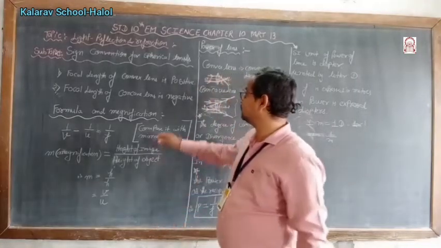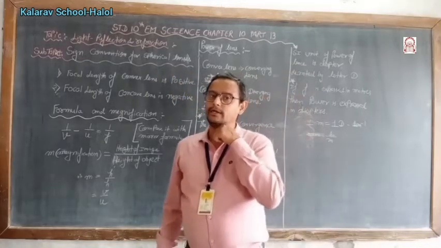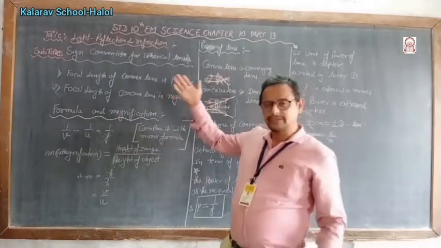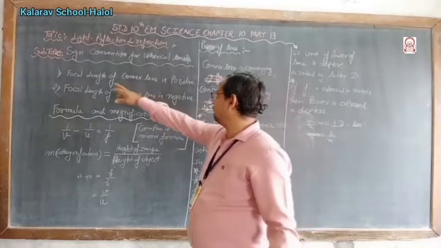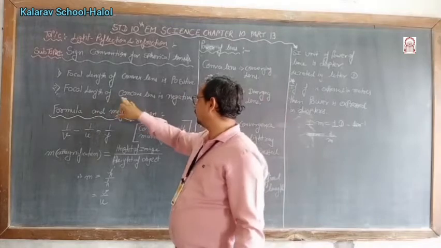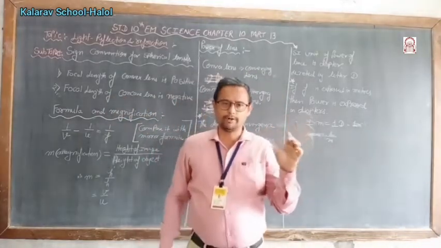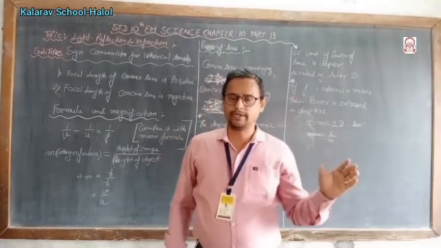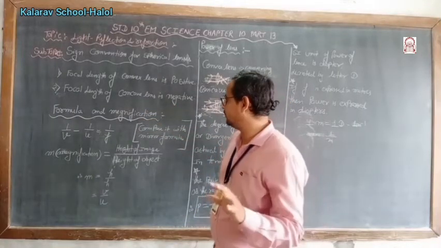So see here, first of all, sign convention for spherical lens. Already you studied the Cartesian sign convention. So here the same pattern is there, no change, but a little difference is there. The focal length of a convex lens is always positive and the focal length of a concave lens is negative, and the image and object distances are as they were there, and the same way here also. There is no change, so keep that in your mind.